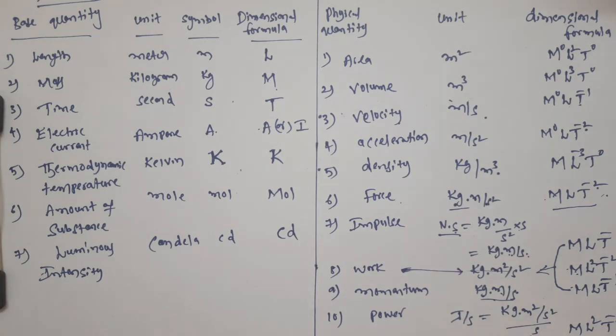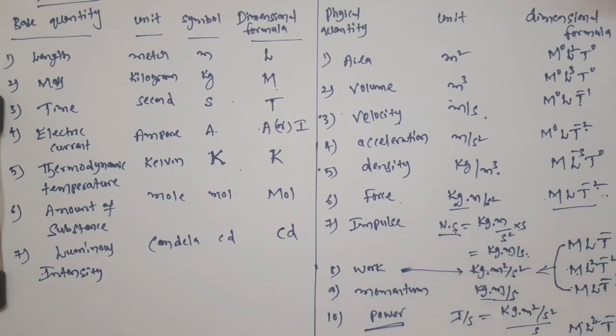Now when we take power, what are the dimensions of power? The dimension of mass is 1, length dimension is 2, and time dimension is minus 3.